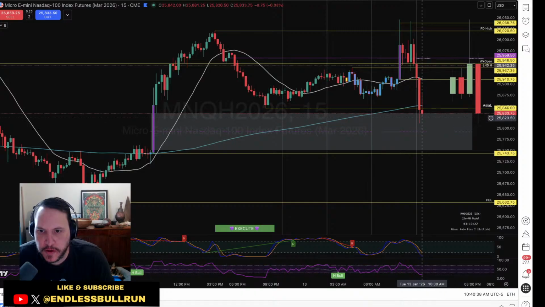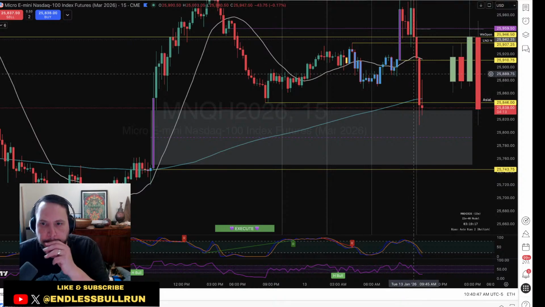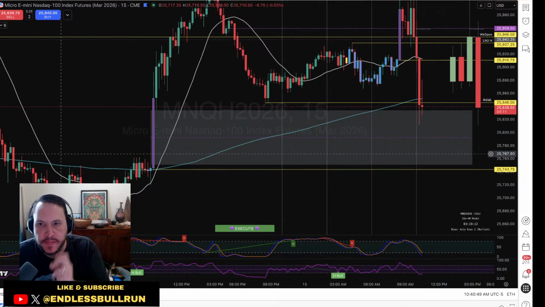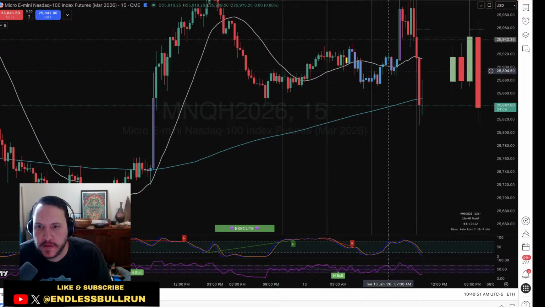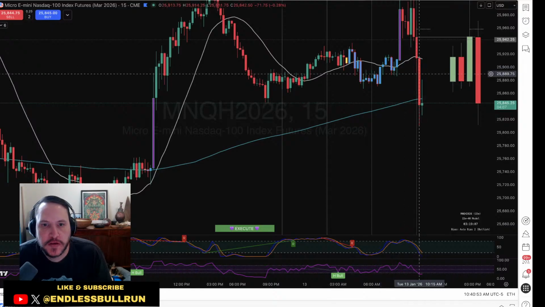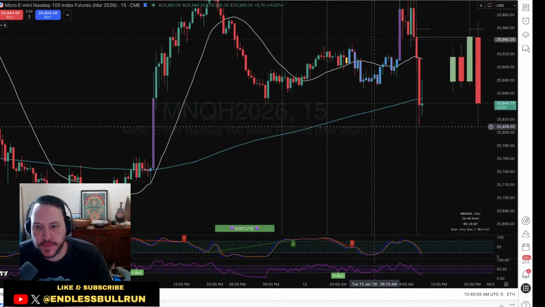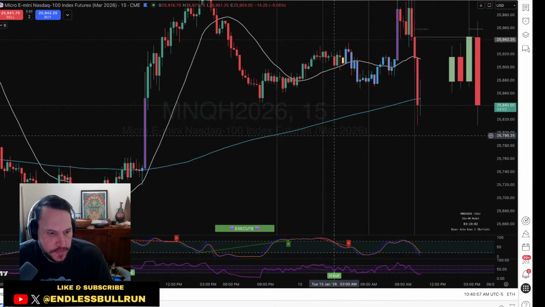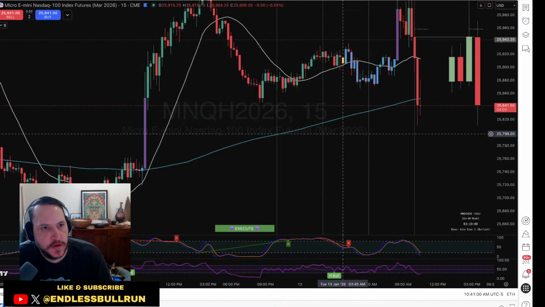Wouldn't mind it sweeping here, create the low, and then we'll catch a ride back up to this fair value gap. Although that's not a huge one. It's a fair value gap here, if that stays. Just gotta be patient, that's what trading's about.